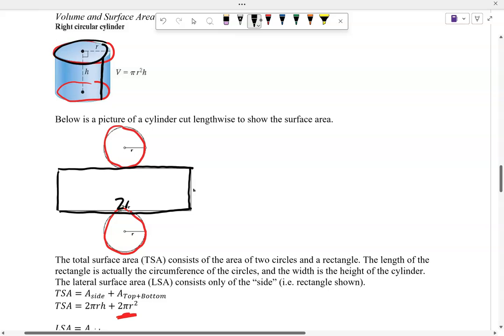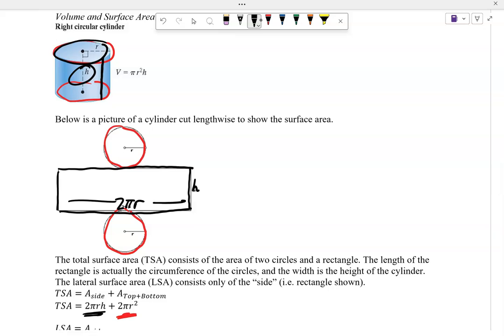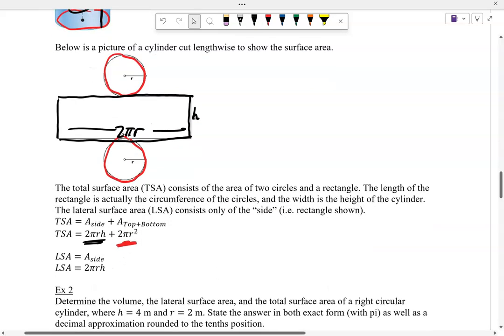Well, the circumference of a circle is 2 pi r, so that's this length right here. And then the height of it is that h, so times the height. So that's where the area of the side comes into play, 2 pi r h. And so that 2 pi r h is actually the lateral surface area, right? Because the lateral surface area will not include the circular top or bottom. Okay, so that's where the lateral surface area is. The total surface area incorporates the two circles on the top and the bottom.